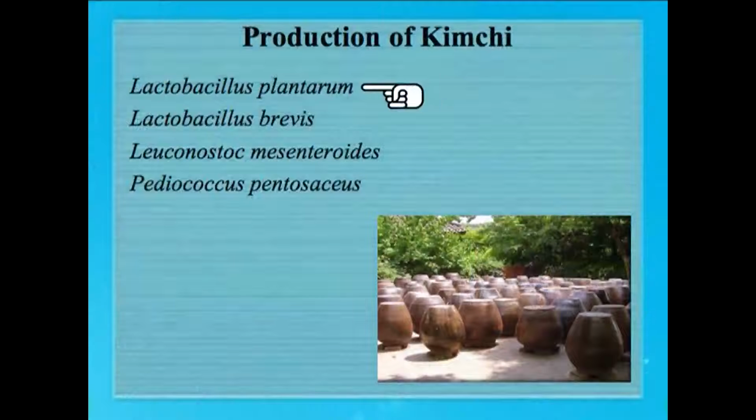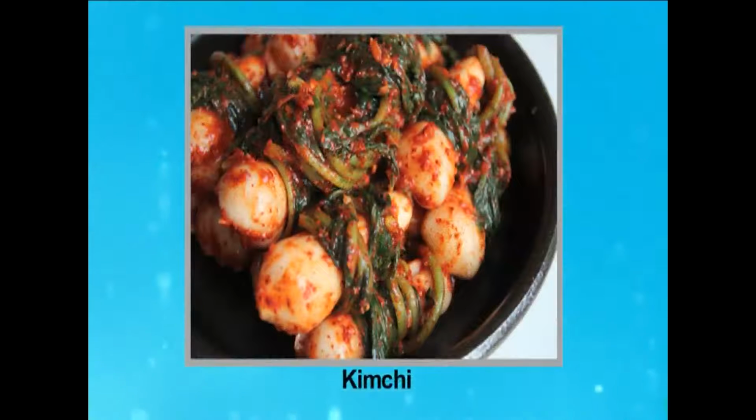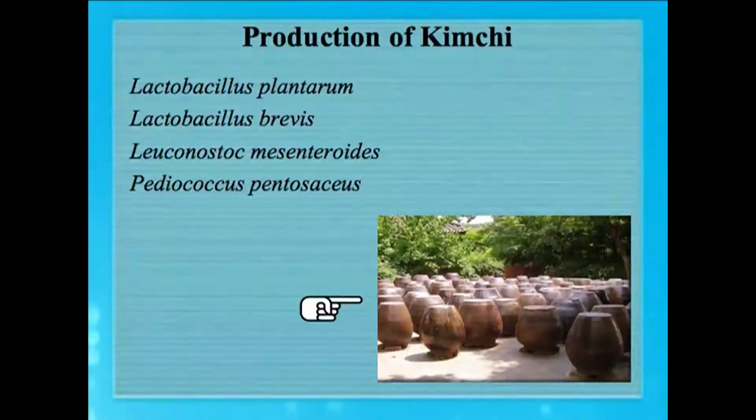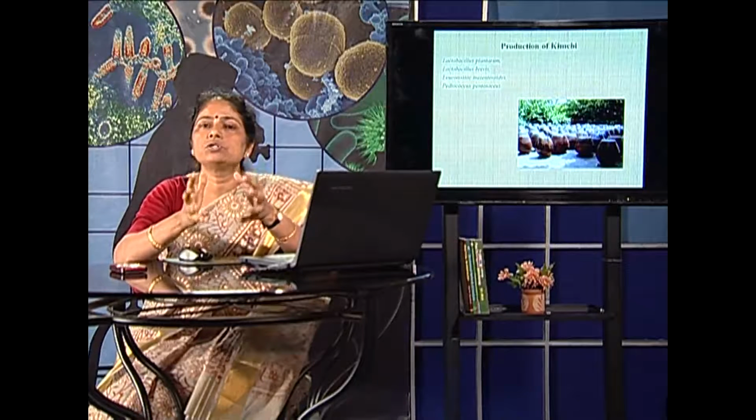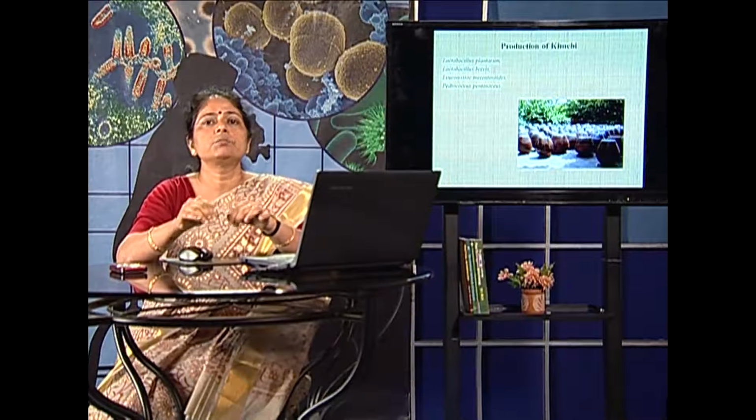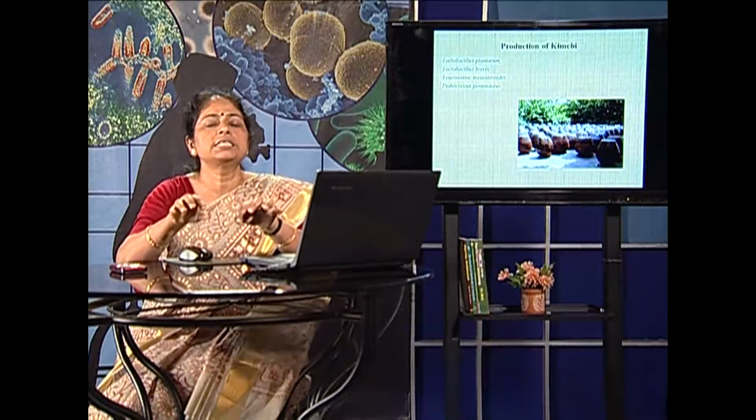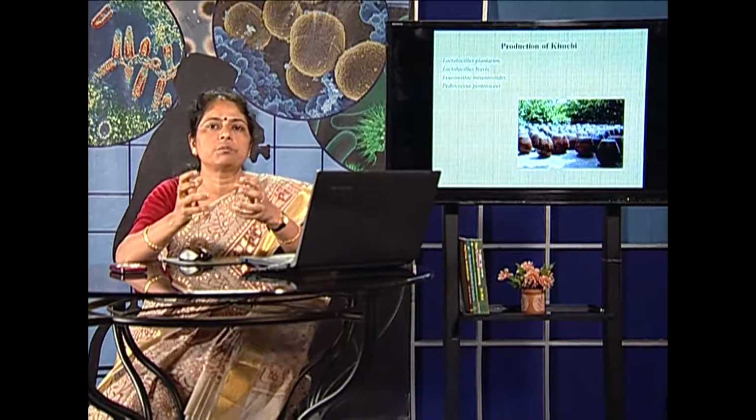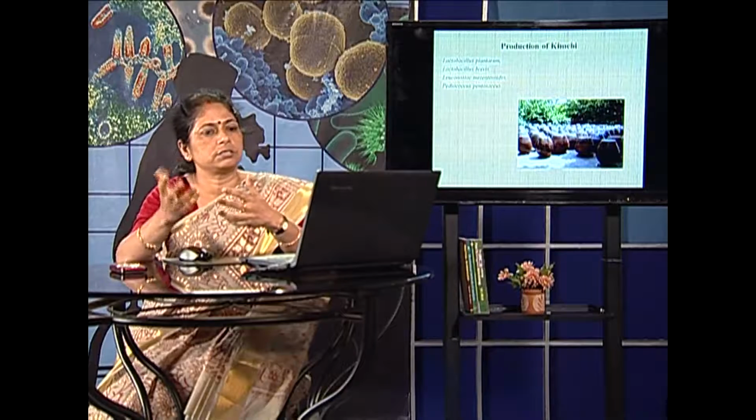Now, Lactobacillus plantarum, Lactobacillus brevis, Leuconostoc mesenteroides and Pediococcus pentosaceus are the important genera used for the production of kimchi, where the vegetables are inoculated with these different genera of lactic acid bacteria, and they are kept in wooden barrels. Here you can see they are kept in the wooden barrel. Sometimes in some tropical areas, they are also kept under the soil for the fermentation to be carried on for weeks or for months, and then after that they take out the vegetables from the barrel and they consume it as their cuisines.